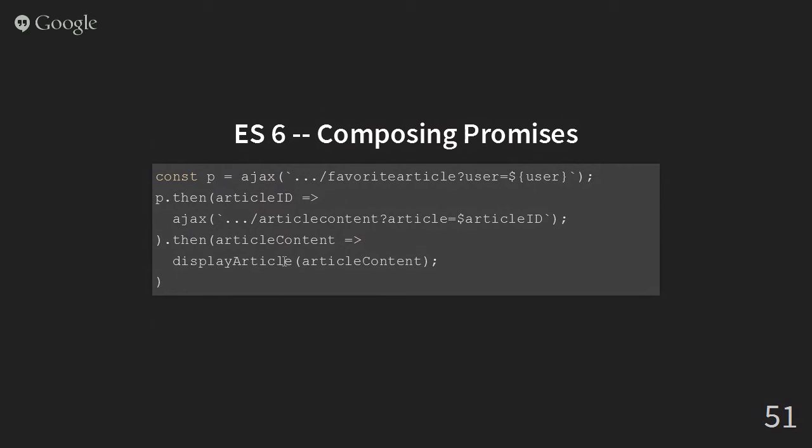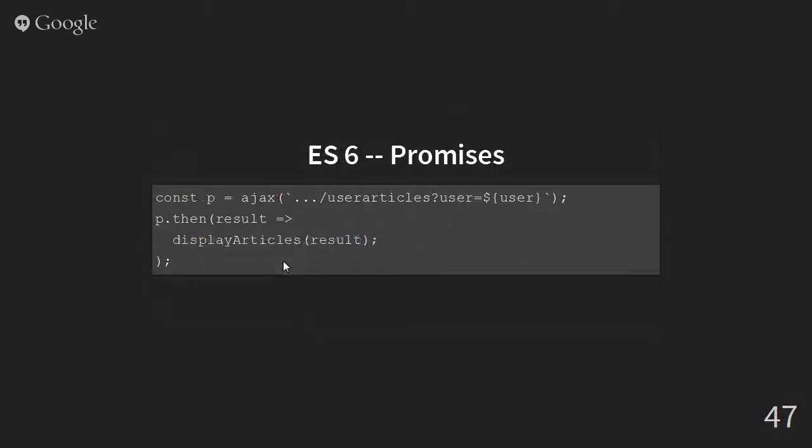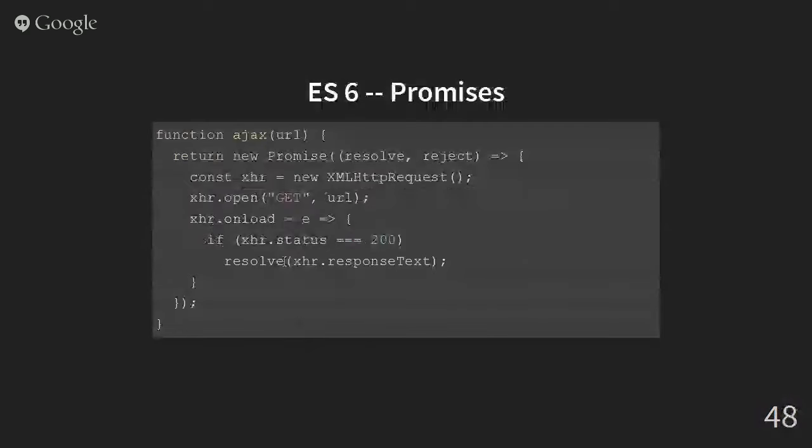So let me go back to what it looks like. I told you I can define the method Ajax. This is how we define it. It returns a new promise. The constructor of promise is a little bit tricky to get the first time.